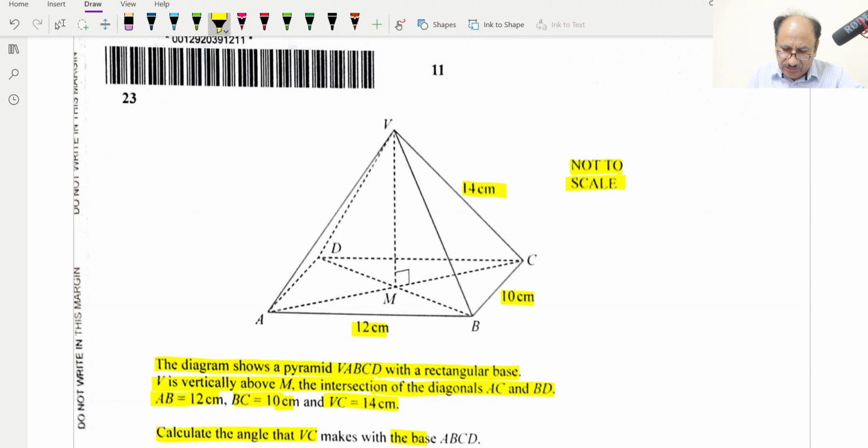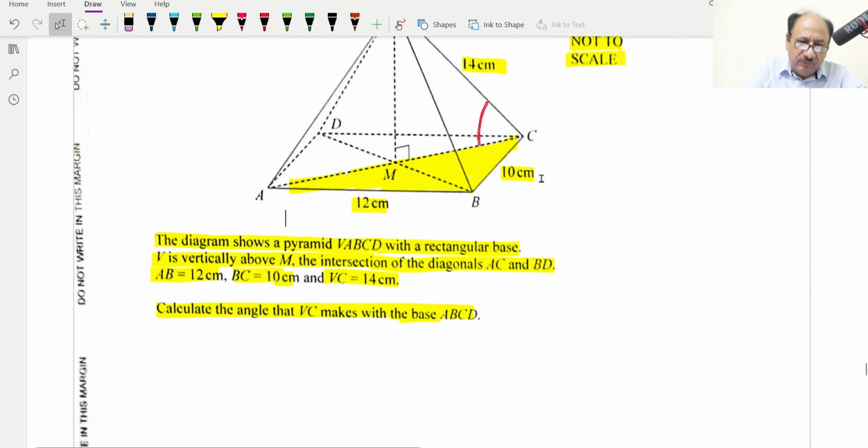Calculate the angle VC makes with the base ABCD. So first of all, we have to understand which angle is required. VC with the base. So this angle is required. To find this angle, we should have MC, and to calculate MC, we will be considering this triangle first, which is ABC. So we can consider triangle ABC.